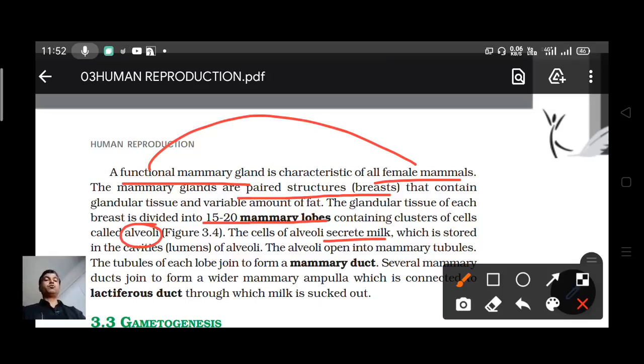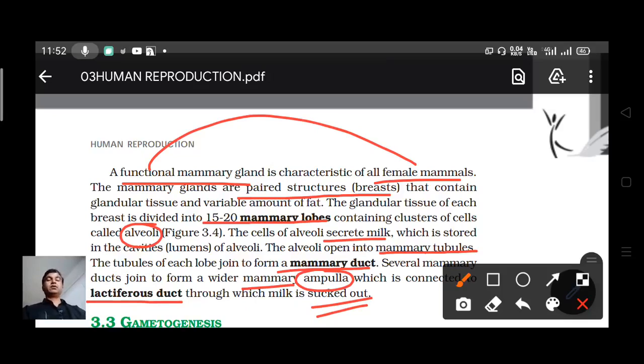The alveoli open into mammary tubules. The tubules of each lobe join to form the mammary duct. Several mammary ducts join to form the wider mammary ampulla, which is connected to the lactiferous duct through which milk is sucked out. So almost five to six names are there. It is composed of adipose tissue, glandular tissue and muscles.